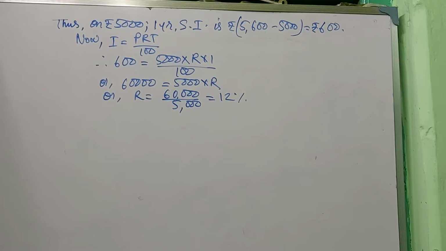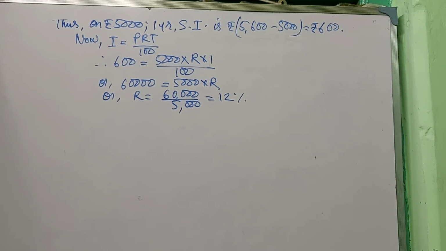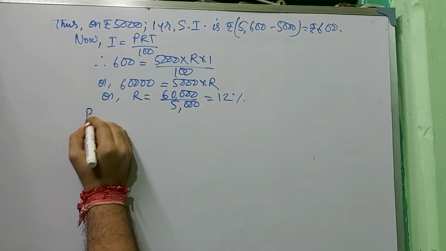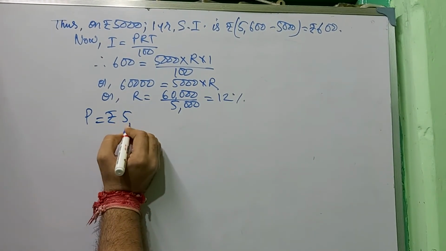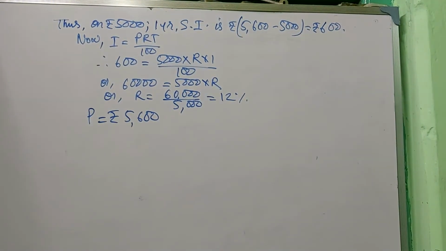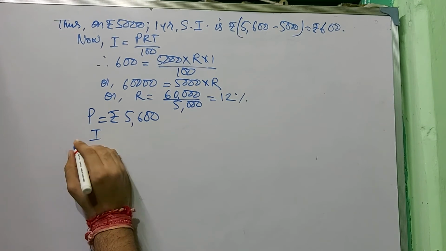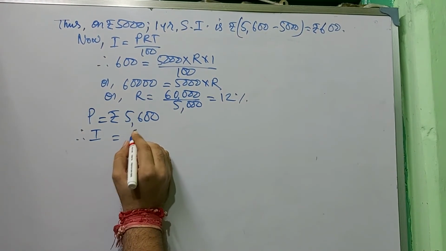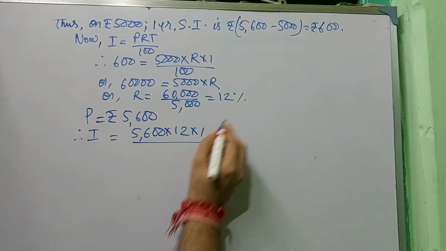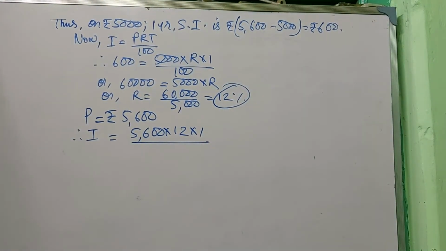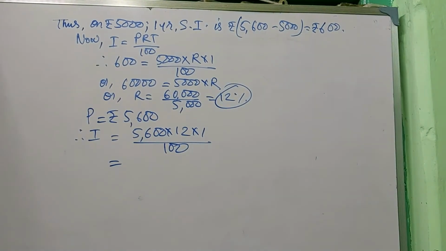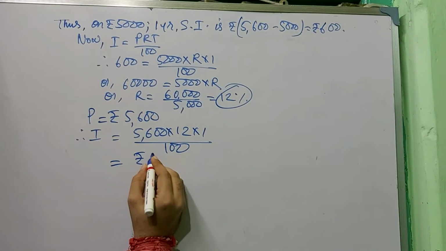The second question, the interest accrued in the second year. So principal now became 5,600 because of 600 interest. It has also been given. Interest I, you have to calculate it: 5,600 into 12 into 1. We calculated just now the 12%, divided by 100. So it becomes interest as 672.